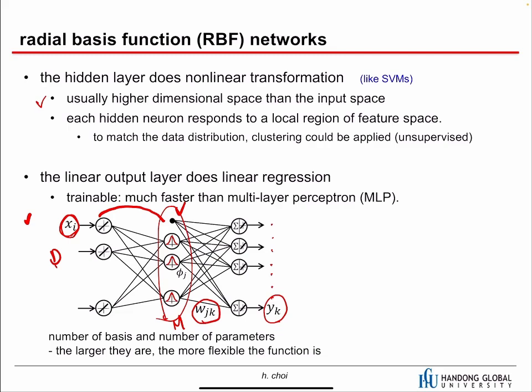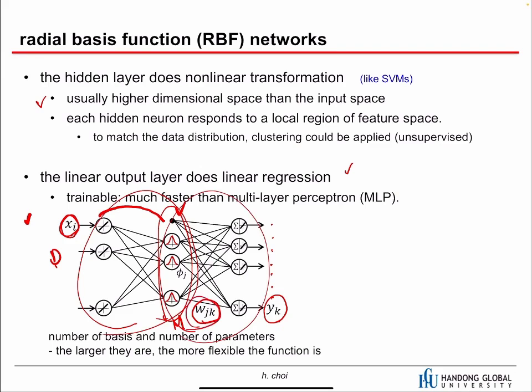To match the data distribution, clustering could be applied. If you want, you can use clustering, but it's not necessary. The linear output layer does linear regression. So this part will take care of the nonlinear transformation, and then this part will be just a linear regression. And this one is trainable.